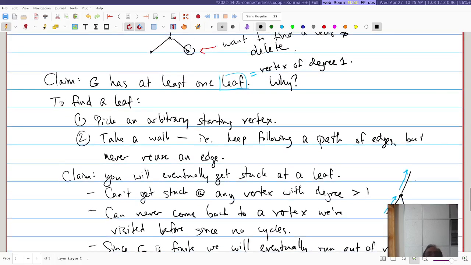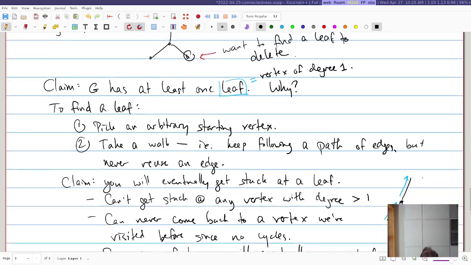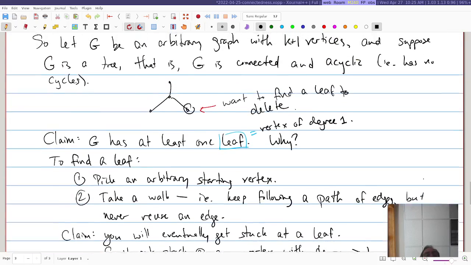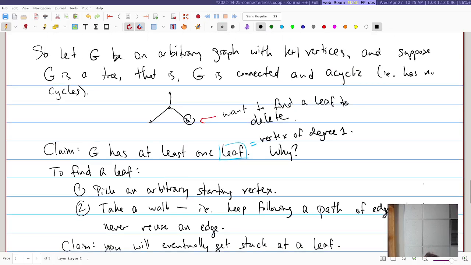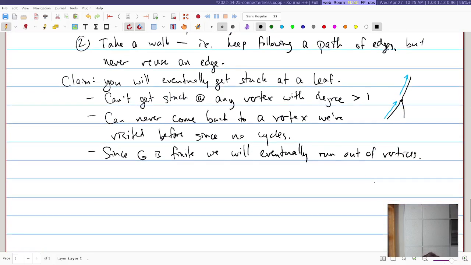Okay, makes sense? So not only have I proved that there has to be a leaf, I've actually given a specific way to find one. Start at a vertex and just start walking. Eventually, you'll get stuck, and when you're stuck, it's because you found a leaf. It's not necessarily the most efficient way to find a leaf possible, but it works.